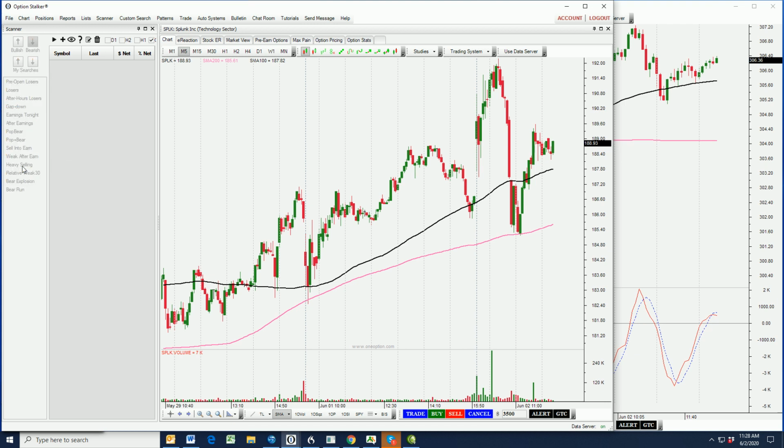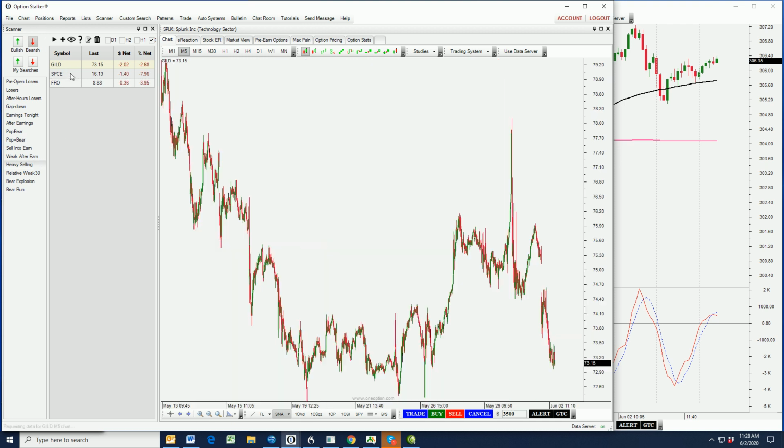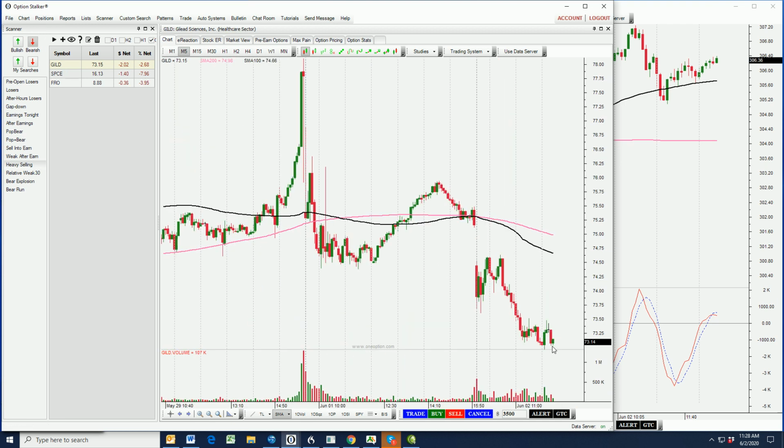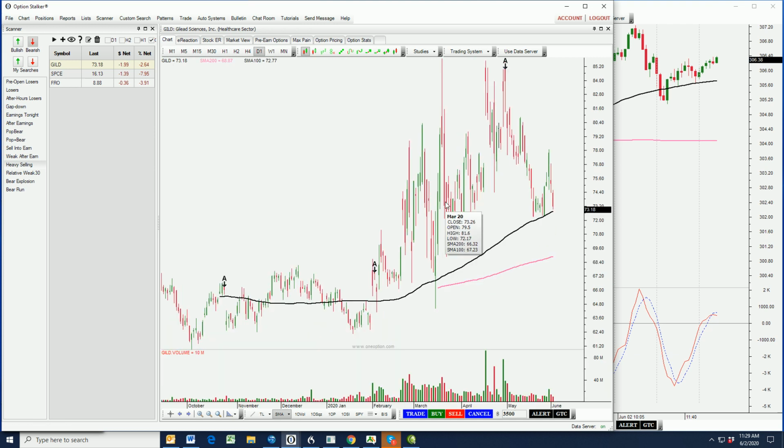But I want to show you some of the searches that we would use. Heavy selling is one that I like. GILD, very weak price action. You can see it right here. There's the relative weakness that we speak of. Market up, up, up. You can see it here out of the corner. And stock down, down, down on its low of the day. Take a look at that daily chart. What does that tell me?